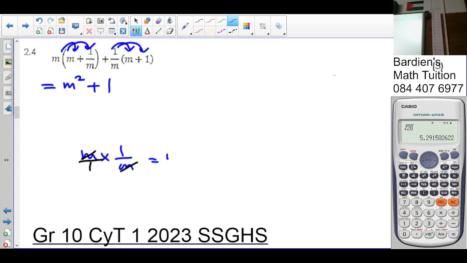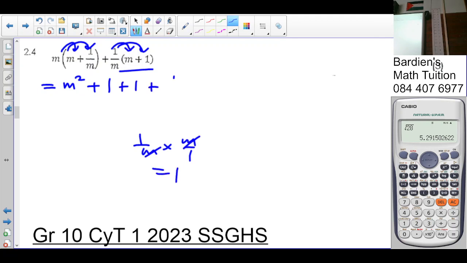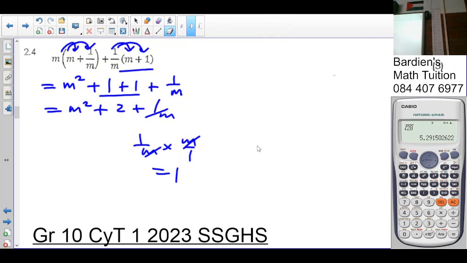Or I could have said it is m over m, which is still 1 anyway. Then I go with the second term, 1 over m times m, and m is over 1 again. That cancels, giving you 1, plus 1 over m times 1 is 1 over m. Those are like terms, so it's m squared plus 2 plus 1 over m. Let's carry on.